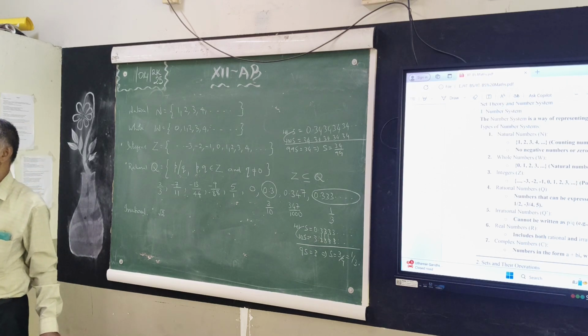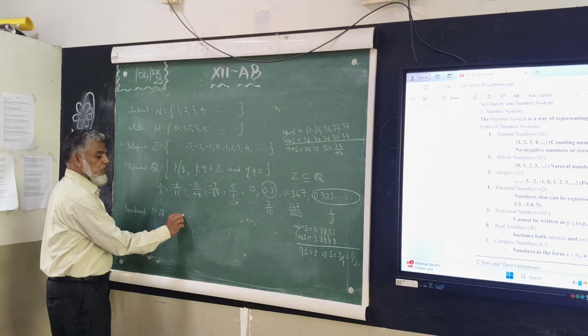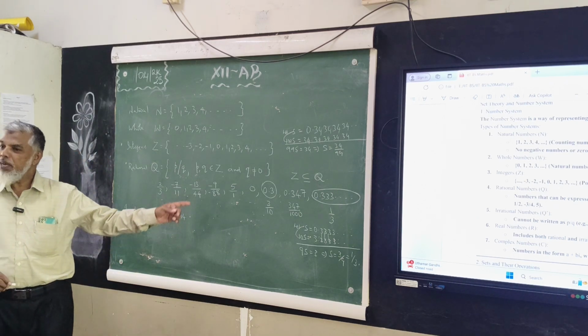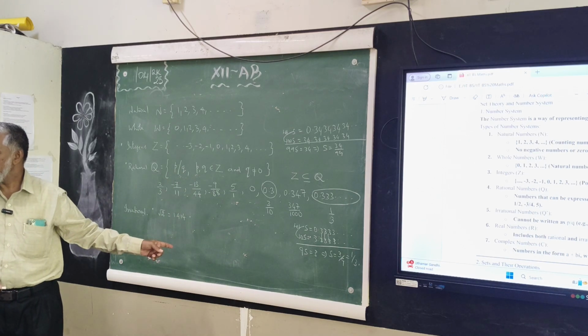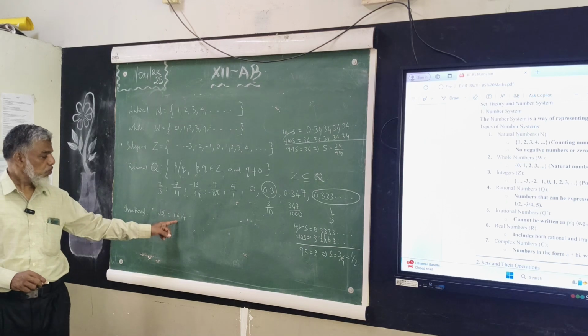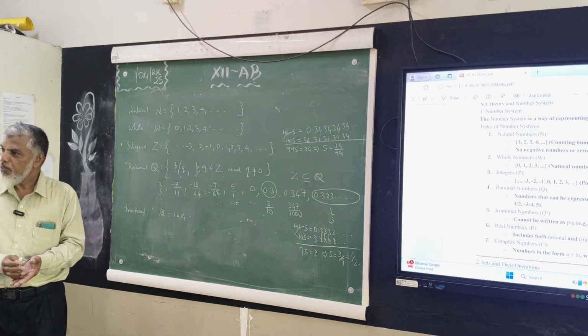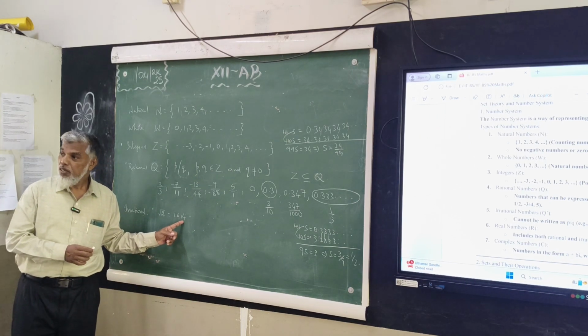Approximately 1.414, right? If it is 1.414, we can bring it back to p by q form by multiplying by 1000, isn't it? Or just 1414 divided by 1000 will be in the p by q form. But I have written only 3 decimal places.